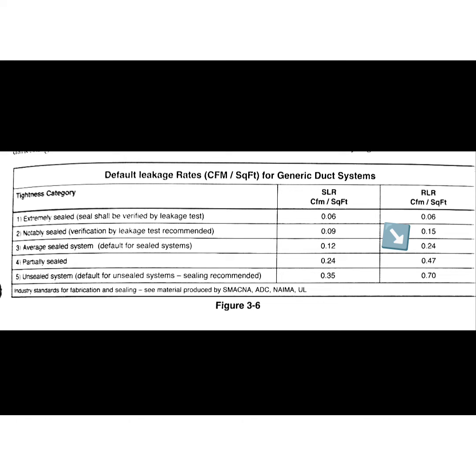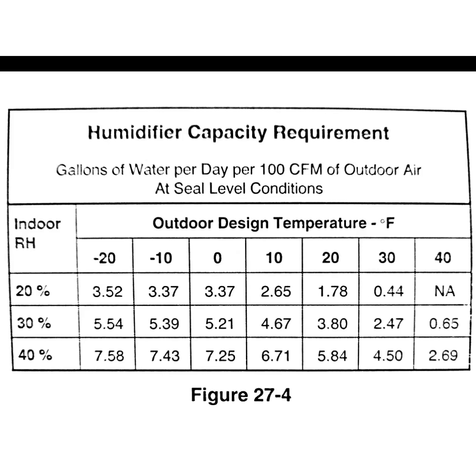That's an additional 480 CFM of dry air that we need to humidify. So we would need to add this to the original 114 CFM of infiltration that we've already figured. That's a total of 594 combined CFM between duct leakage and infiltration. Let's just round it up to 600 because when we go back to figure 27-4, that's going to be an easier number to deal with.